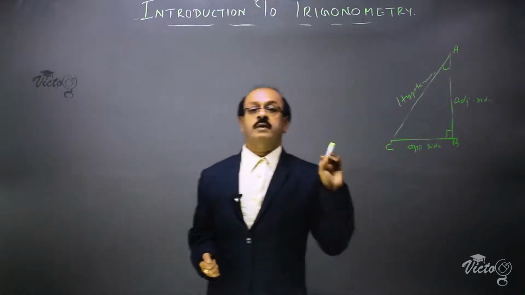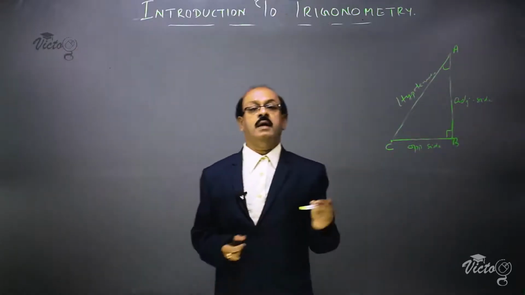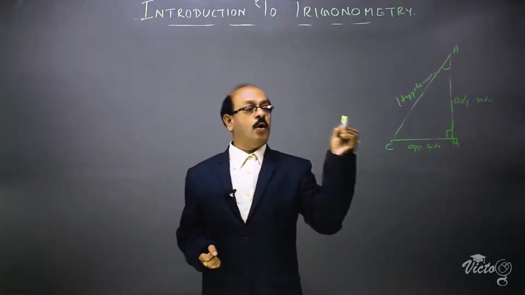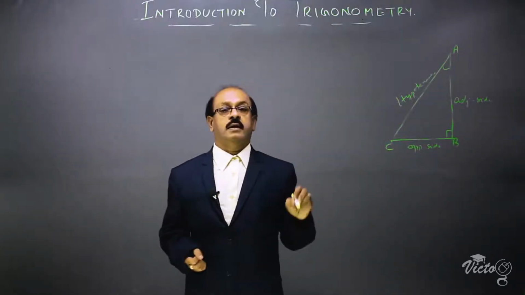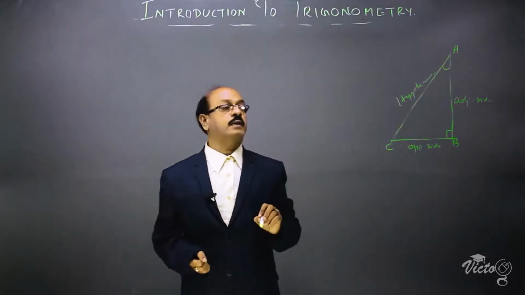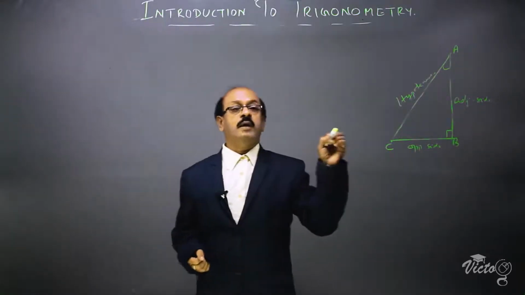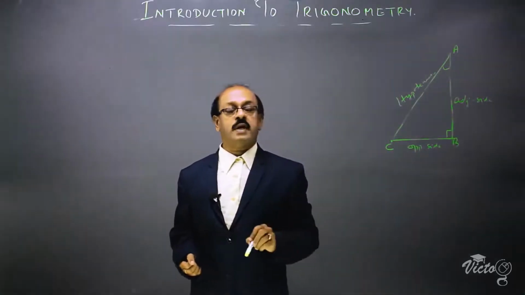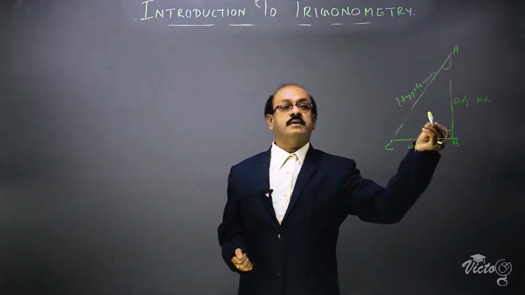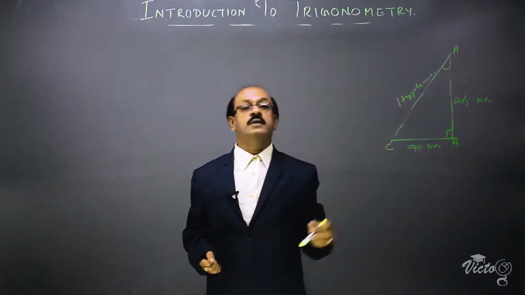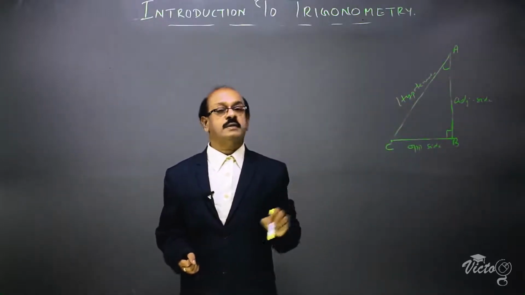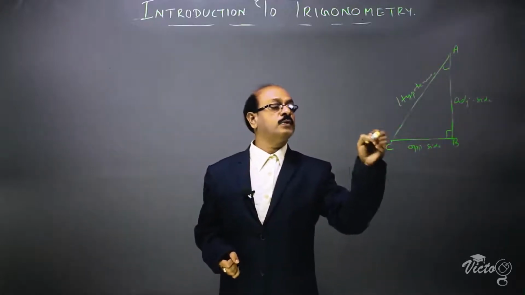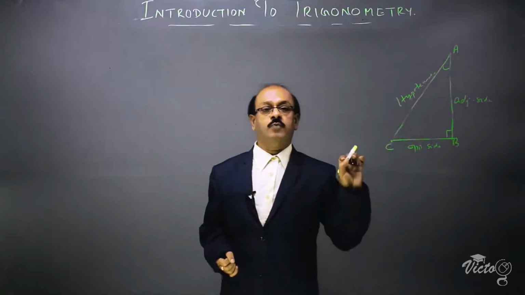First of all, we are considering a right triangle ABC, which is right-angled at B. Now, the side opposite to the right angle is called the hypotenuse of the triangle, and the side opposite to the angle which we are considering is called the opposite side, and the third side which is adjoined or adjacent to the considered angle is called the adjacent side. Okay, we are taking a right triangle and a hypotenuse, opposite side, adjacent side. These three are obviously known.